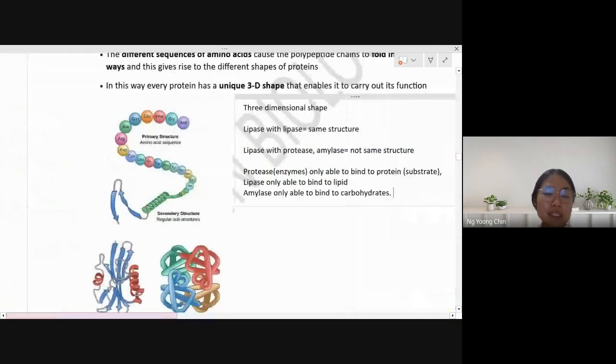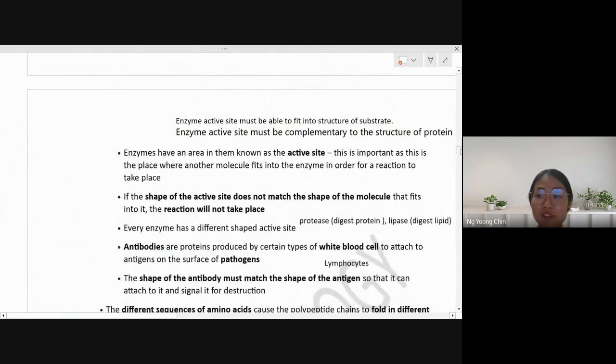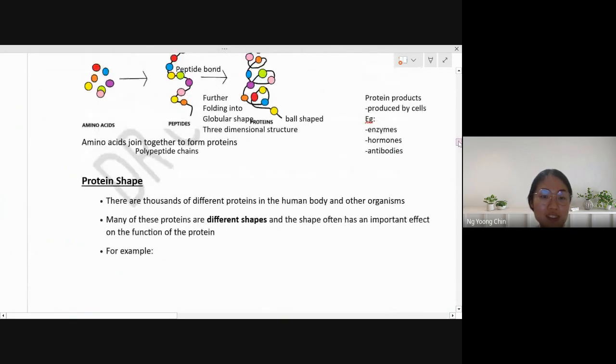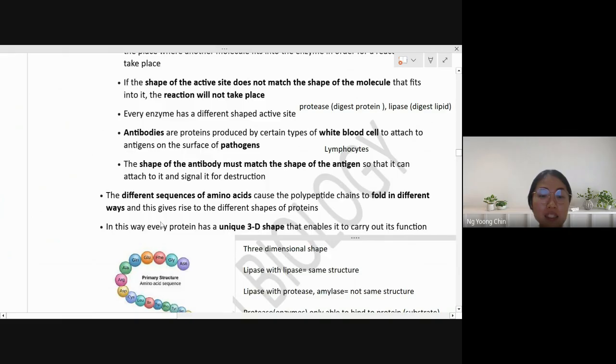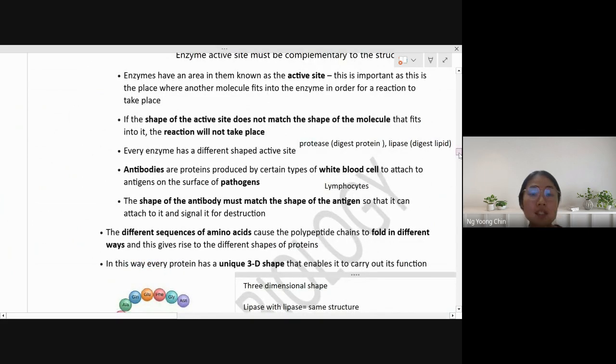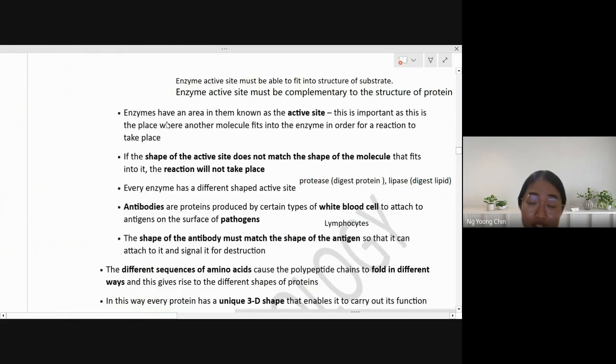So this means that every enzyme has its own unique structure. The conclusion: every enzyme or every protein has its own unique structure, so they are able to carry out these functions. The enzyme with the specific active site is able to bind to the substrate, which is able to fit in the active site. Antibodies with their specific sites are only able to bind to the antigens on the pathogens.